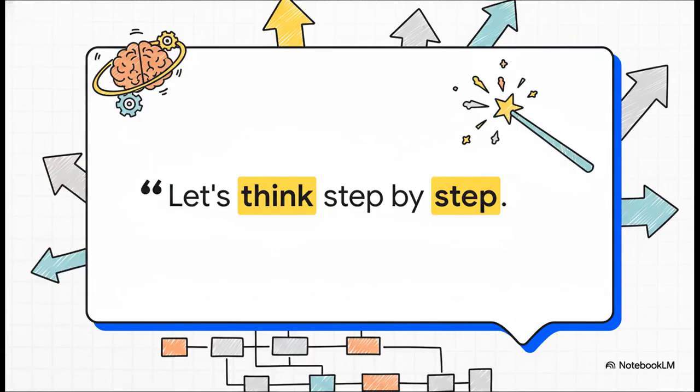And what's crazy is that unlocking this powerful mode is often as simple as adding this one little magic phrase to your prompt. Let's think step by step. Seriously, it's like a special command that tells the model, hey, don't just jump to the answer. Walk me through how you're getting there.